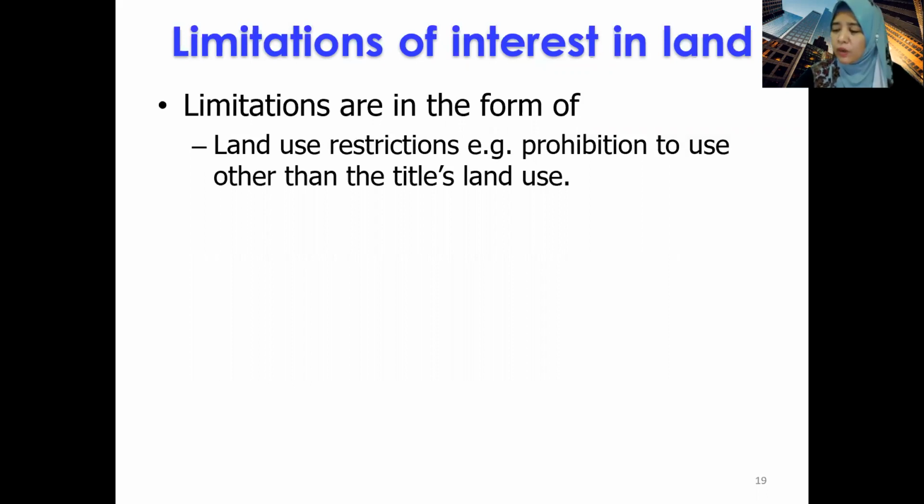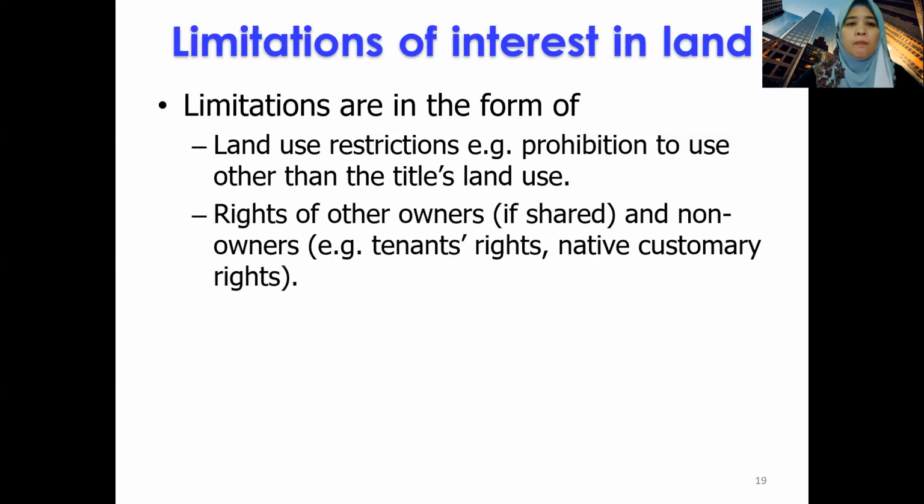So if the owner is using the land for a category of use which is not stated in the title, that means that the land use regulation has been breached. Sudah dilanggar, sudah berlaku kesalahan. There's an offence there. Sudah berlaku breach.